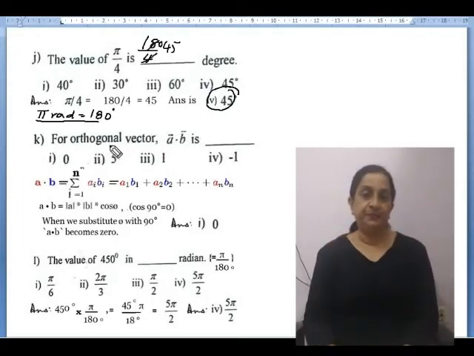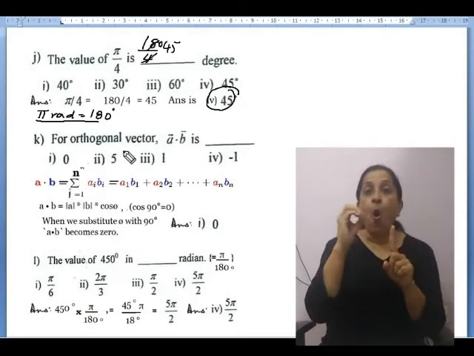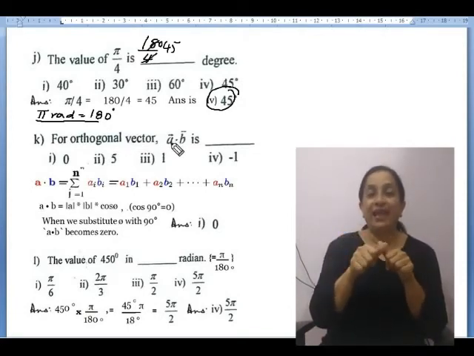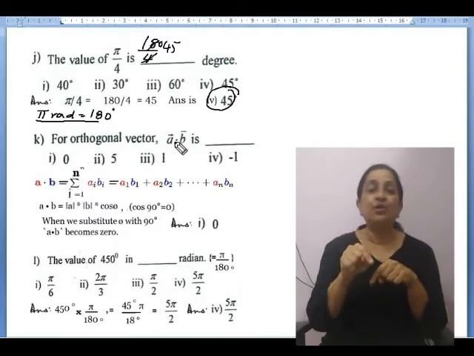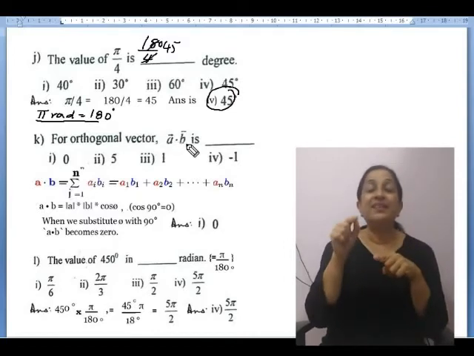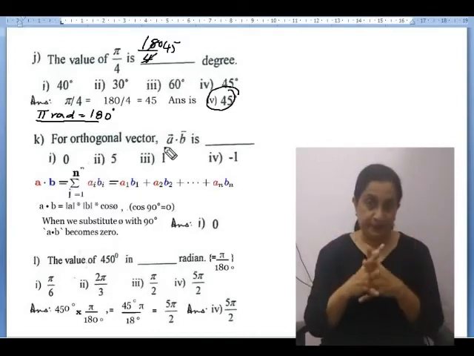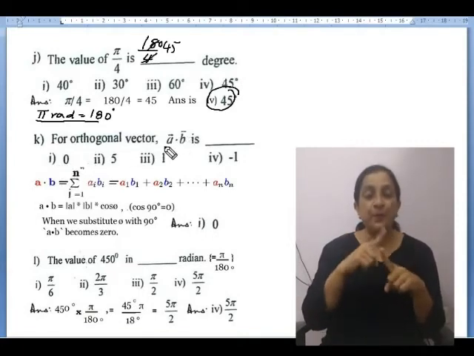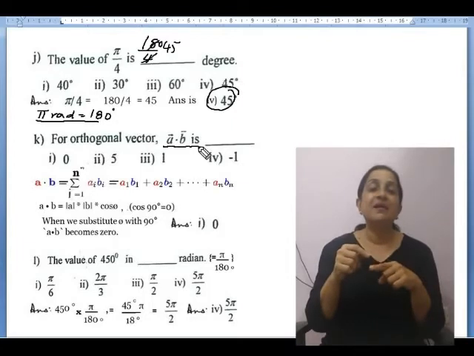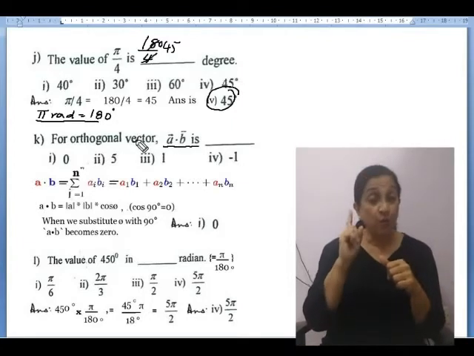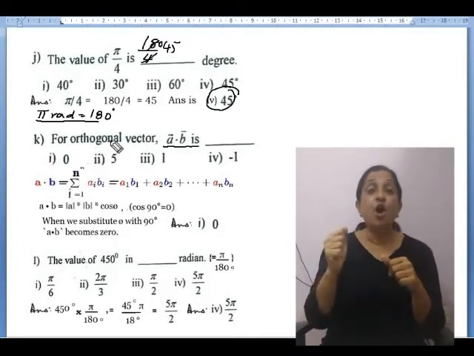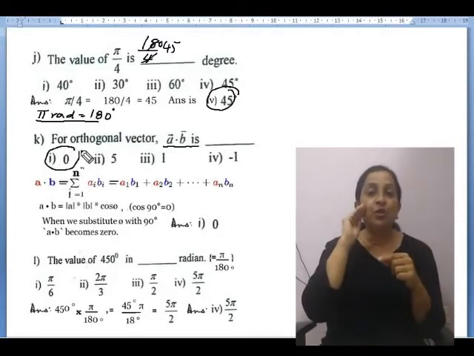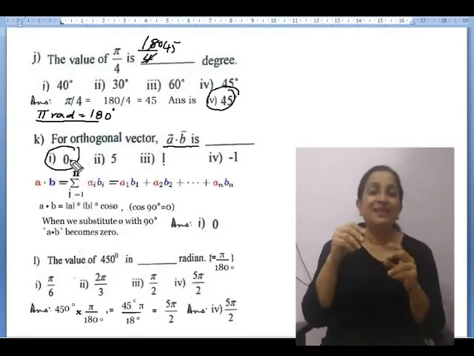Next, K. What is an orthogonal vector? The vectors A bar and B bar are said to be orthogonal when the product is 0. If you can remember this, it is like a formula. When the vector product is 0, it is called orthogonal. If you remember that much, it is enough. It is not 1, remember, it is always 0.